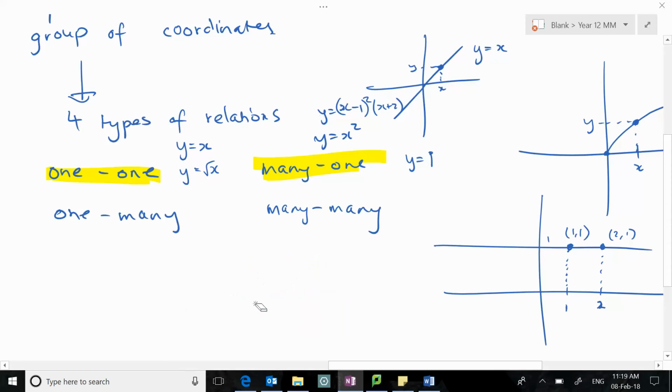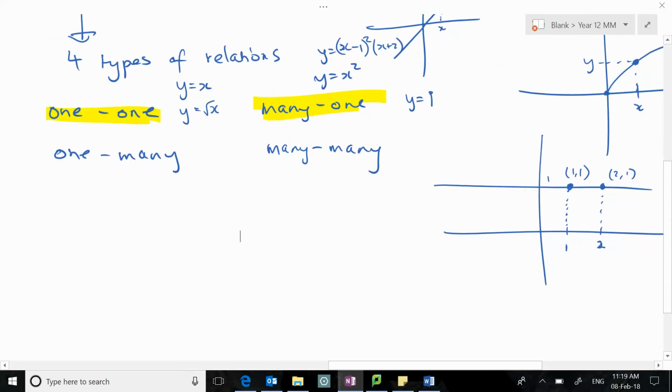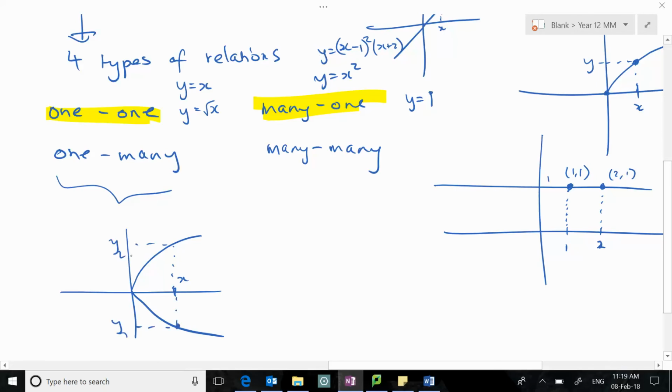What's an example of a one-to-many? Christine, what's an example of one-to-many? So we know it's not a function, it's a relation. Yes, that's absolutely correct. This is what we call a square root relation, where you have both positive and negative. So remember, one x value is connected to two y values. So it's one x to many y's.